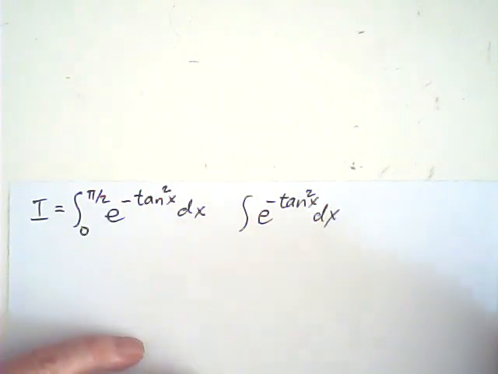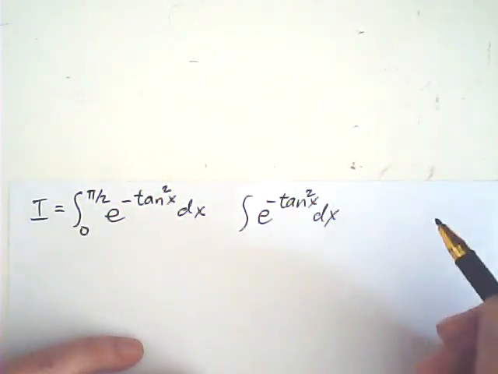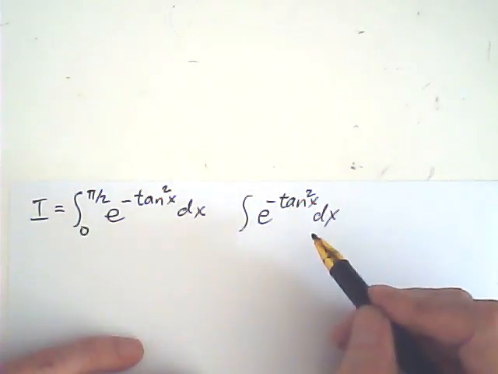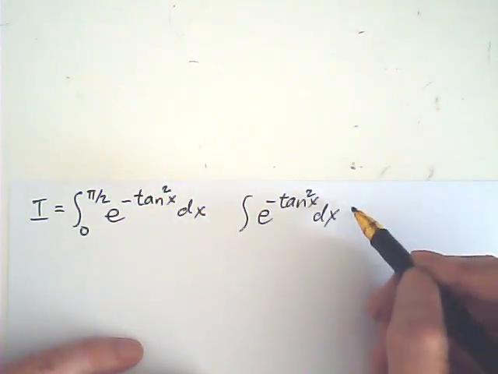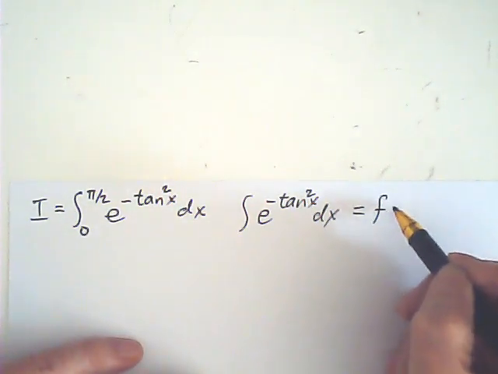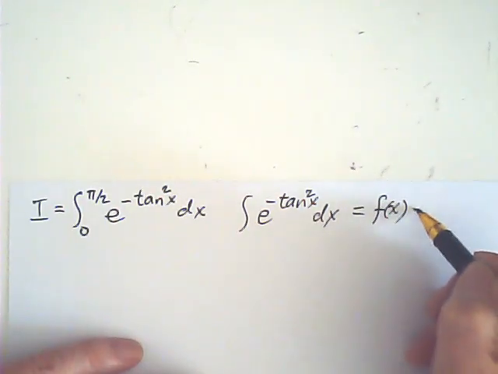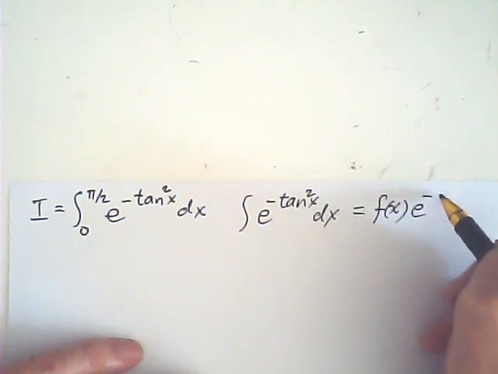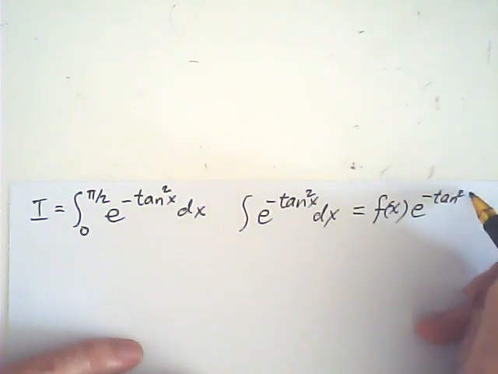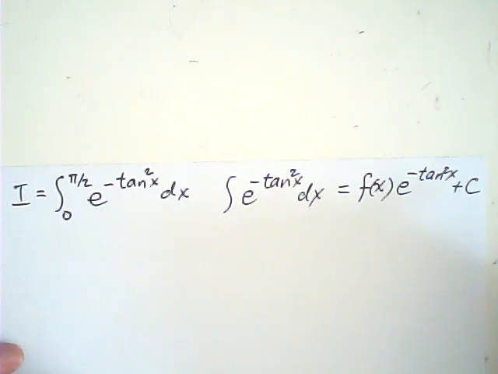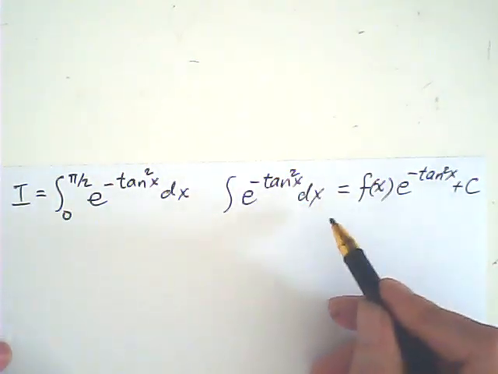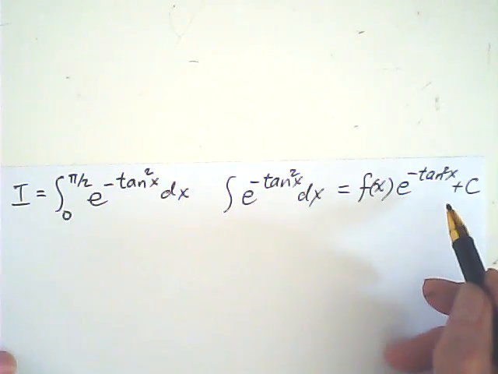this function. Because this is exponential, its antiderivative must contain the same exponential function multiplied by another function, say called f of x, e to the negative tangent squared x, plus c. Okay. Then I differentiate both sides with respect to x.